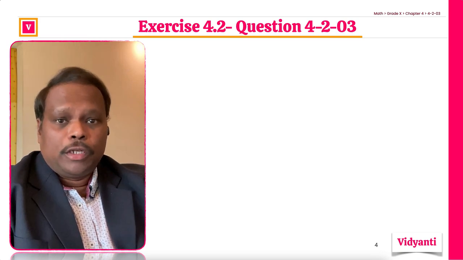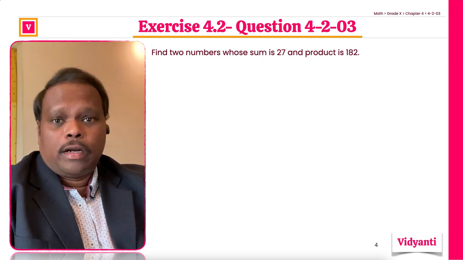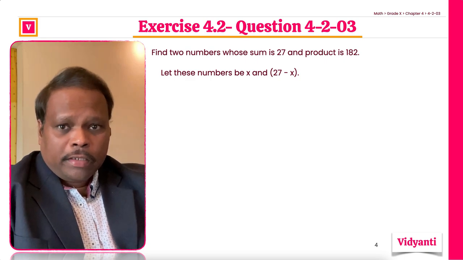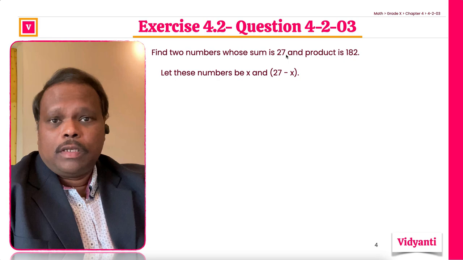Question 423. Find two numbers whose sum is 27 and the product is 182. Let these numbers be x and 27 minus x. Why? Because their sum is 27.